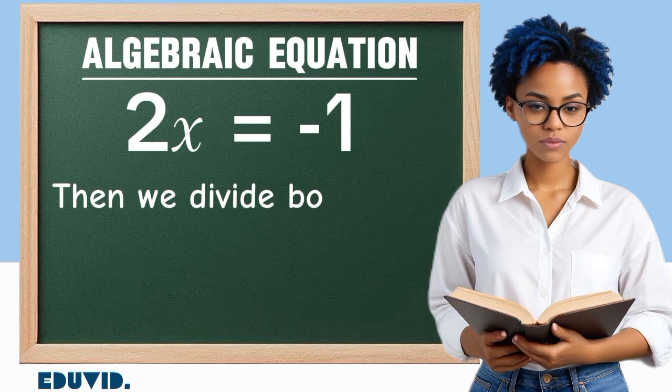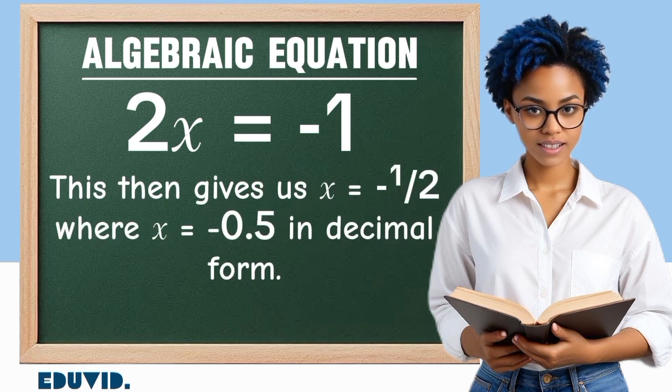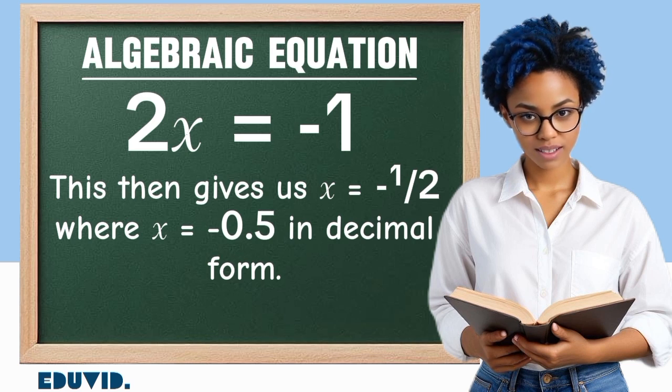Then we divide both sides of the equation by 2. This then gives us x is equal to minus 1 over 2, where x is equal to minus 0.5 in decimal form.